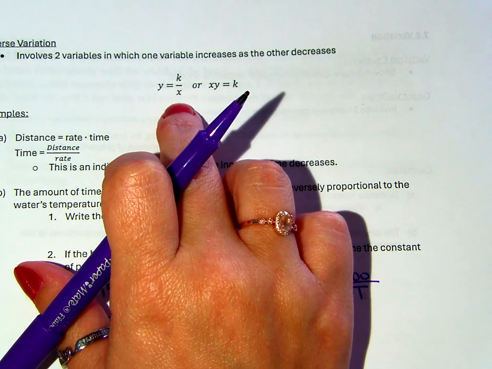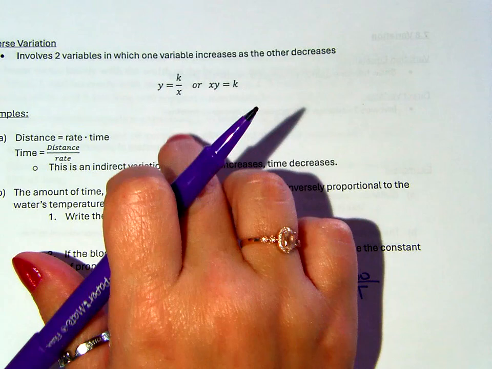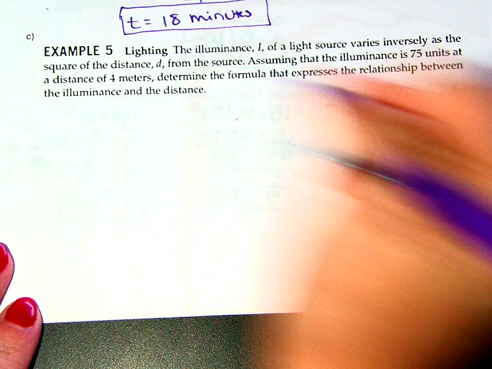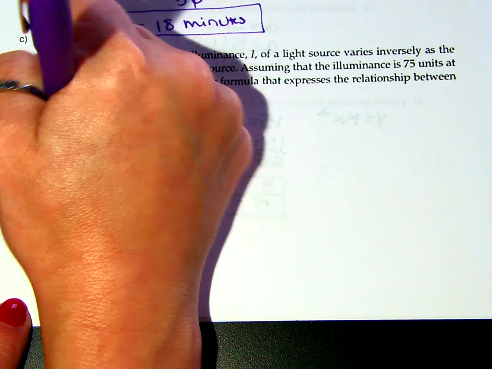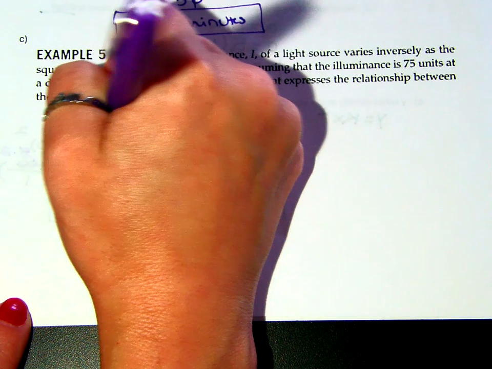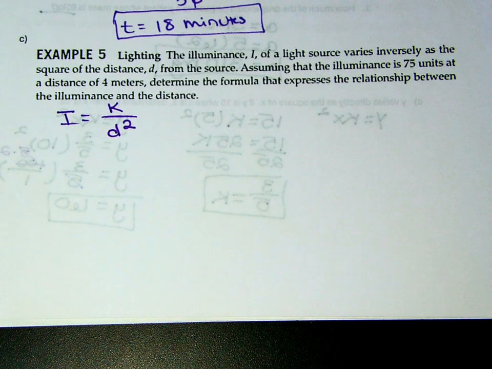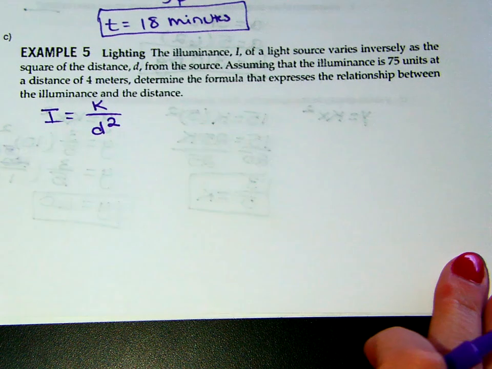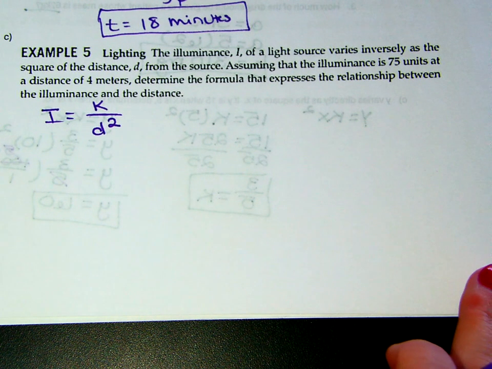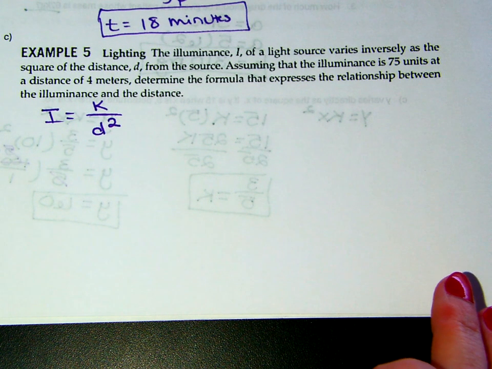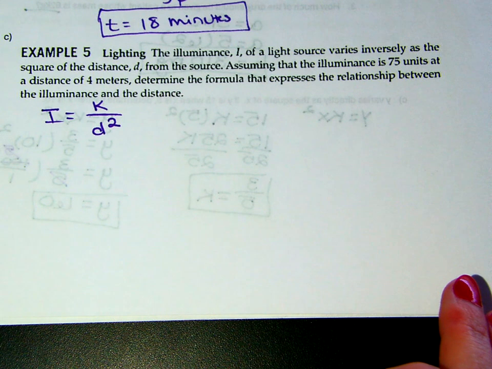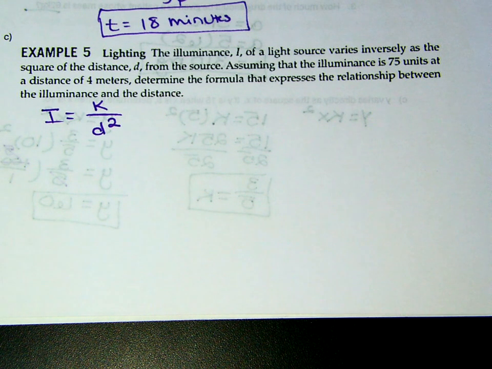So instead of y equals k over x, I'm now going to have I equals k over d squared. Still using the general inverse variation formula, but I have to tweak it because it says the square of the distance. Just like I had to tweak it on the last problem of the direct variation. It says, assuming that the illuminance is 75 units at a distance of 4 meters, determine the formula that expresses the relationship between the illuminance and the distance.